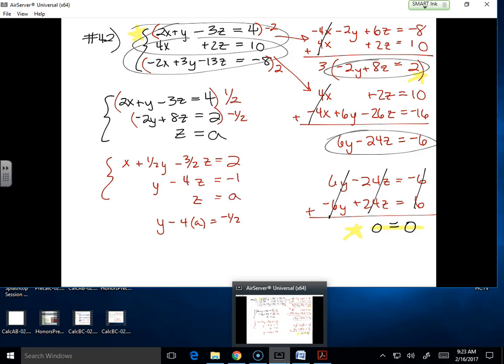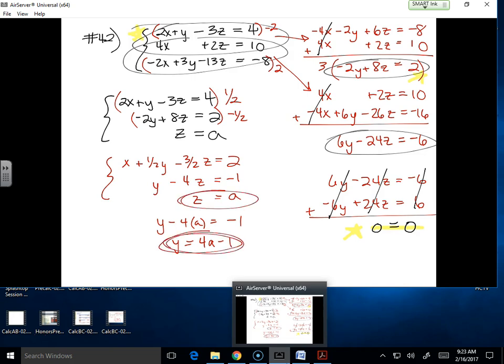I didn't multiply it. Alright, we're plugging in, back substituting. We have y minus 4 equals -1/2. That's not going to be -1/2 anymore. What is it? -1. Solving for y, y equals 4a minus 1.